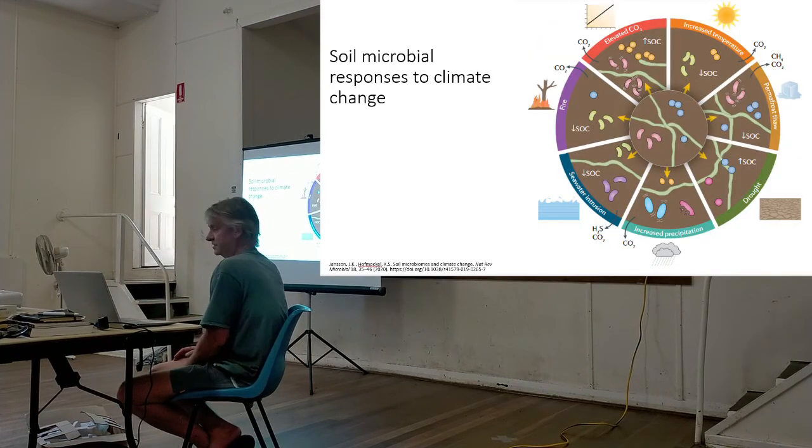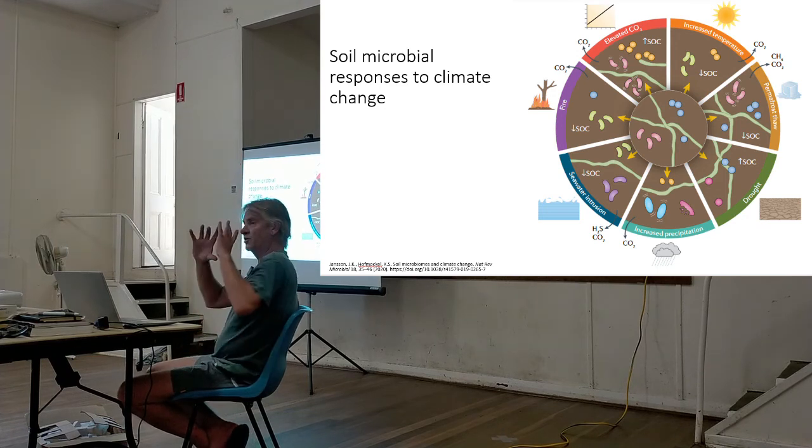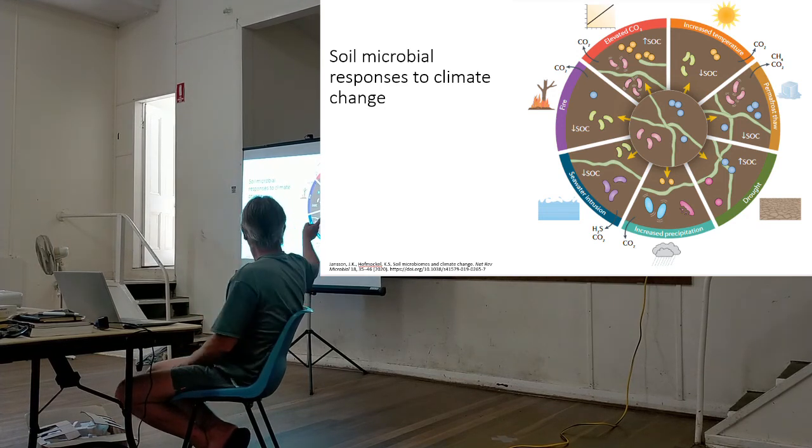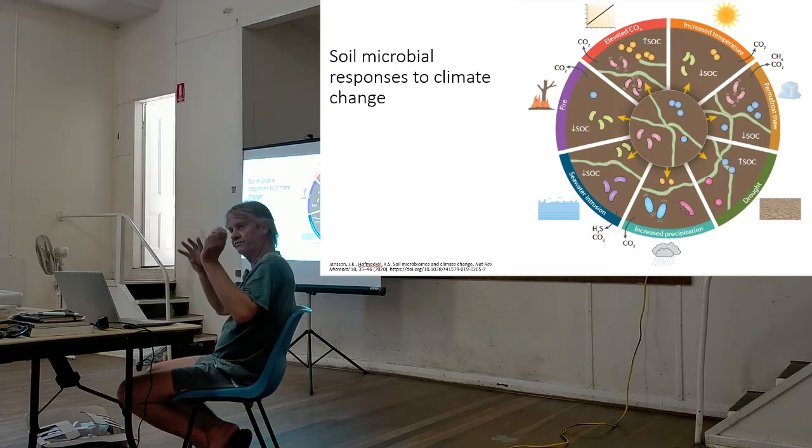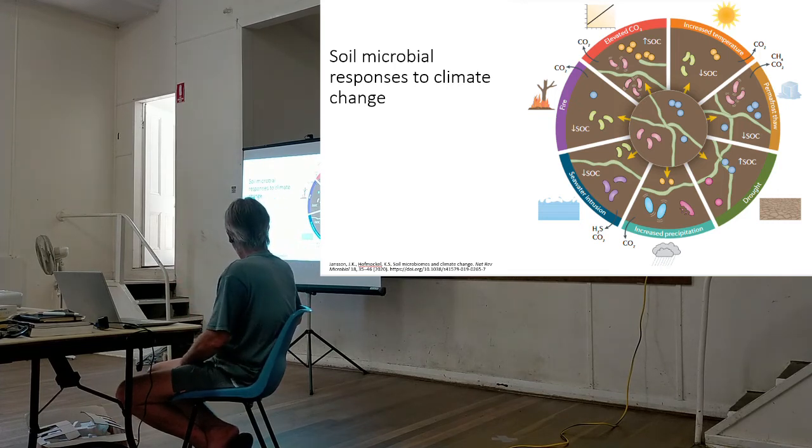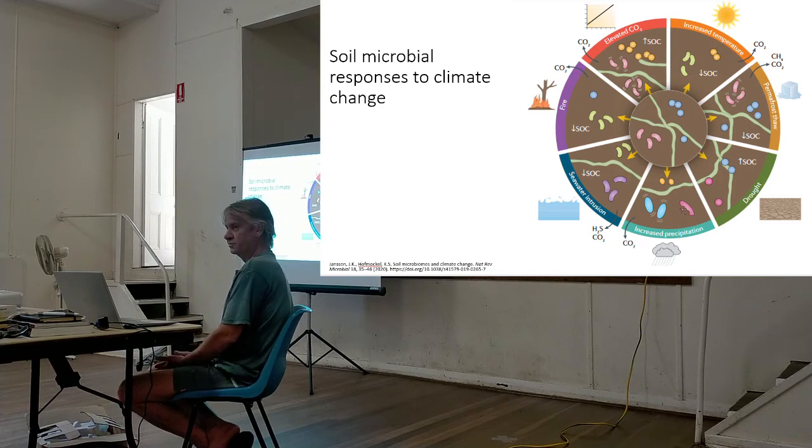So to go on, this is the last slide. What we were talking about here is that little circle in the middle. It represents the hyphae, it represents some bacteria and virus and fungi and everything else. And the response to climate change will be different.